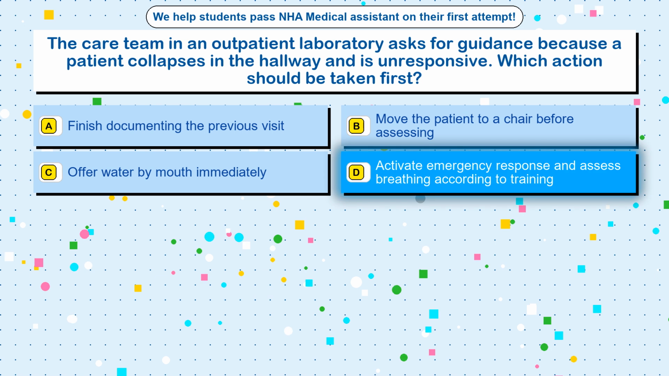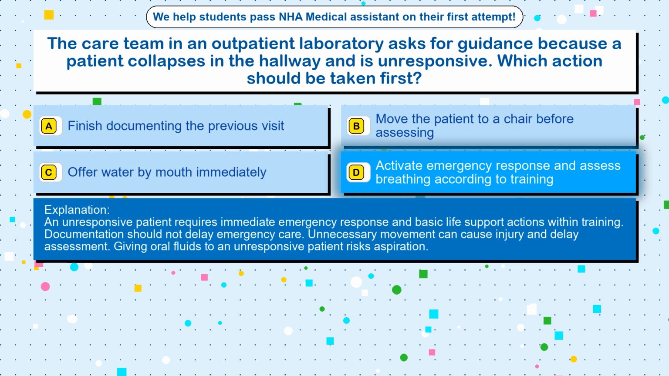option D. Activate emergency response and assess breathing according to training. An unresponsive patient requires immediate emergency response and basic life support actions within training. Documentation should not delay emergency care. Unnecessary movement can cause injury and delay assessment. Giving oral fluids to an unresponsive patient risks aspiration.